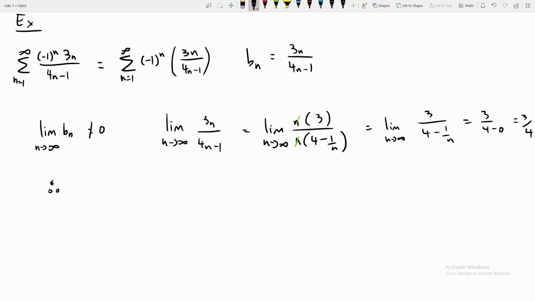Therefore, we don't even need to check condition number 1. A lot of the time it's just easier to check this limit before we do anything else. So in this case, we can clearly see that condition 2 is not met. Therefore, this series is going to be divergent.